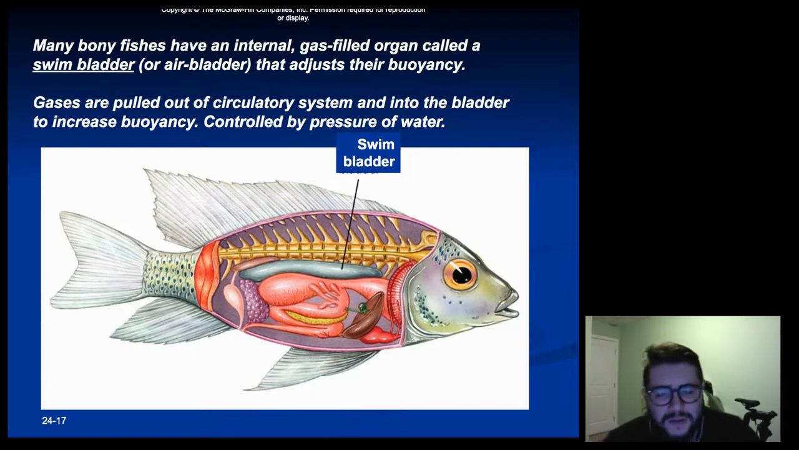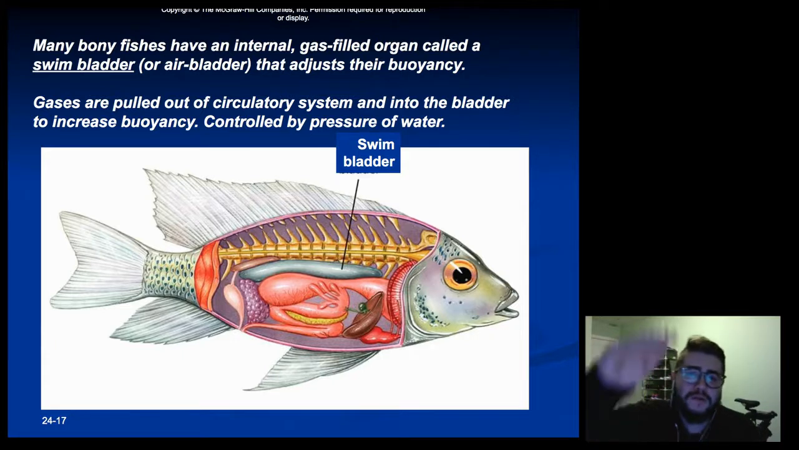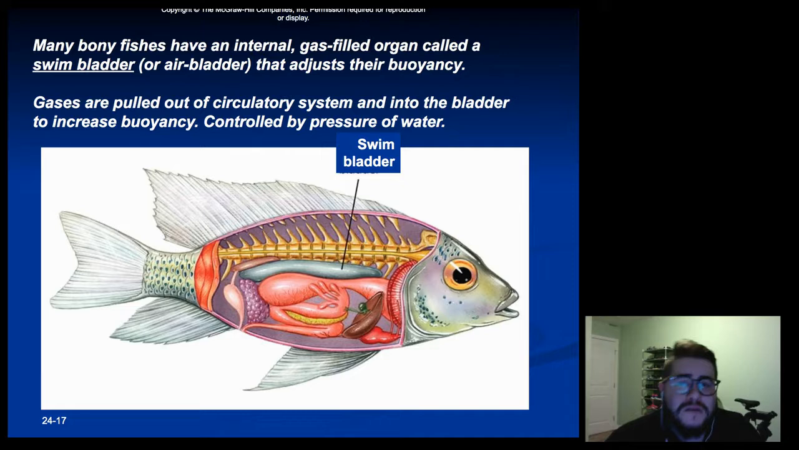Keeping afloat is an important thing for fish, and there are two main strategies. Bony fish have an internal organ called a swim bladder. The swim bladder basically fills with air, and that air can be pulled out of the circulatory system. And it can fill with air or deflate depending on where they want to be in the water. So they can control how buoyant they are like that.